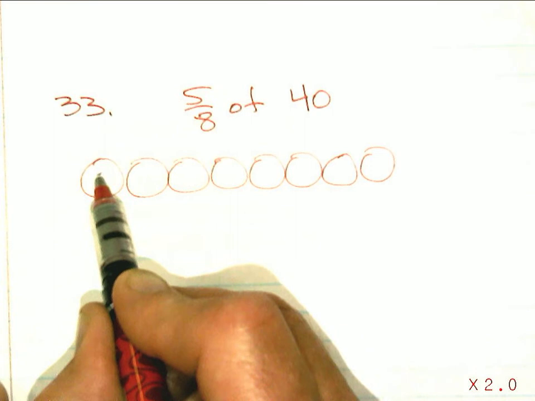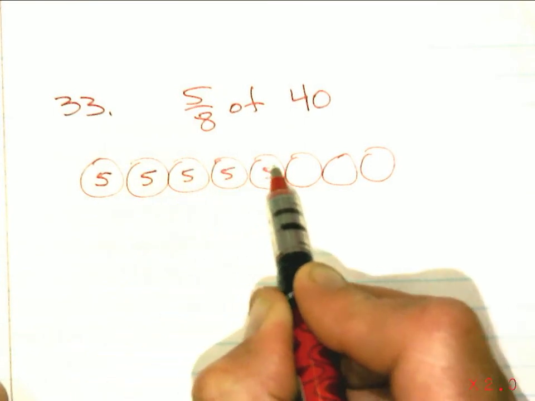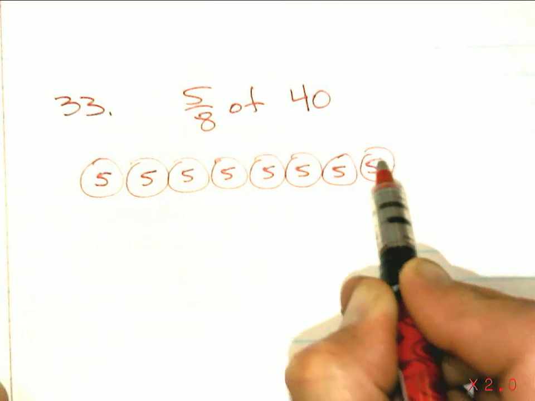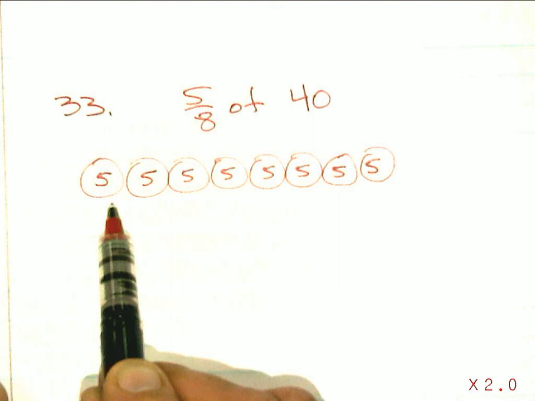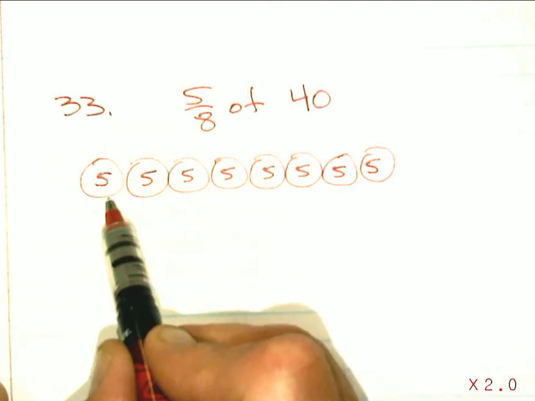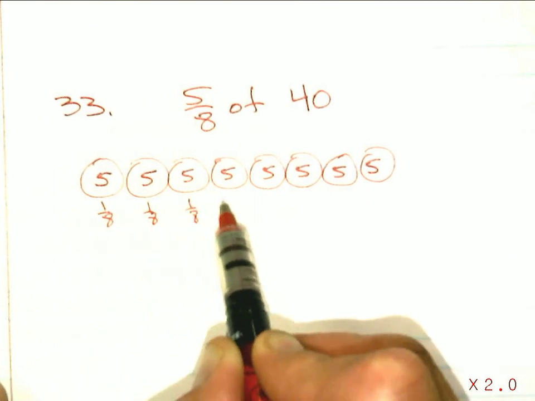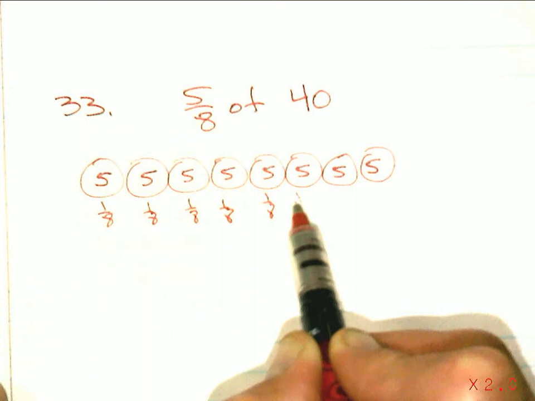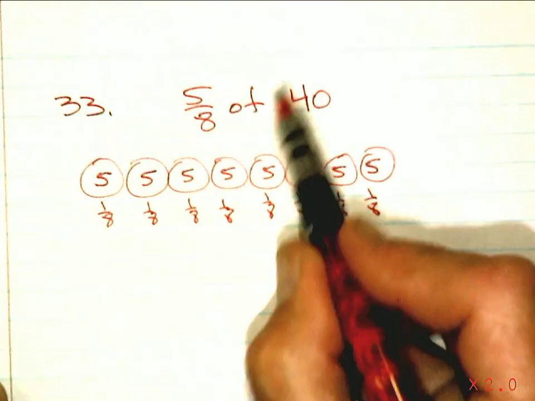So if you think of each of these pieces as 5, 5, 10, 15, 20, 25, 30, 35, 40. If I took that 40 divided into 8 pieces, each piece would be worth 5. And so each of those is 1/8 of 40. Each one of those pieces is 1/8 of it.